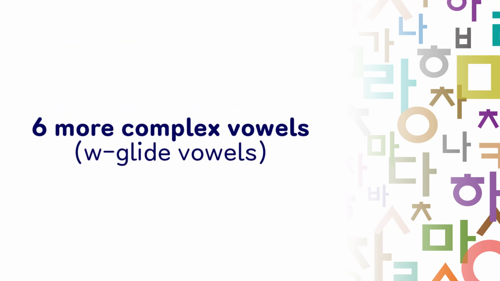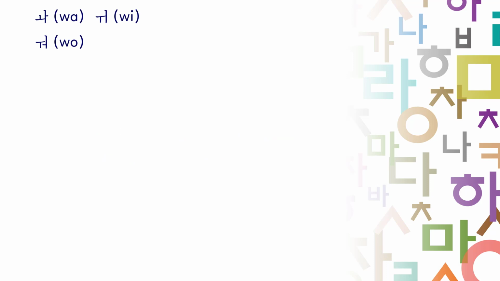Okay, so let's now move on and learn the final 6 complex vowels, which are often called W-glide vowels as they contain W sounds. Now, W-glide vowels are formed by combining vertical and horizontal vowels, so they wrap around consonant letters when they're written in syllables. First, we have wa, and this combines the vowels o and a. So if we say these vowels together, it's o, a, wa. Wa is written like this.